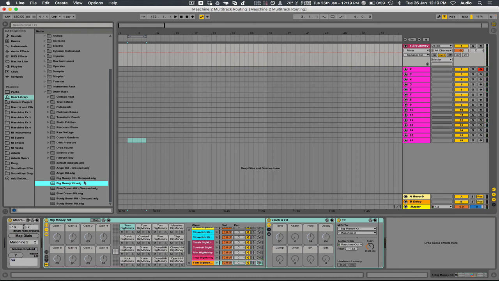So yeah, I hope that helps out a few of you. It's one of the other extra benefits of having all that routing set up with Audiomodder.